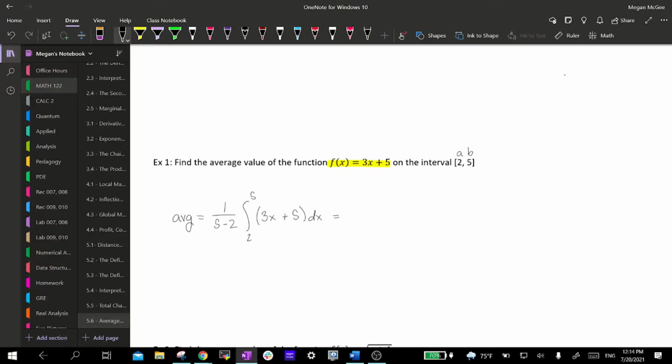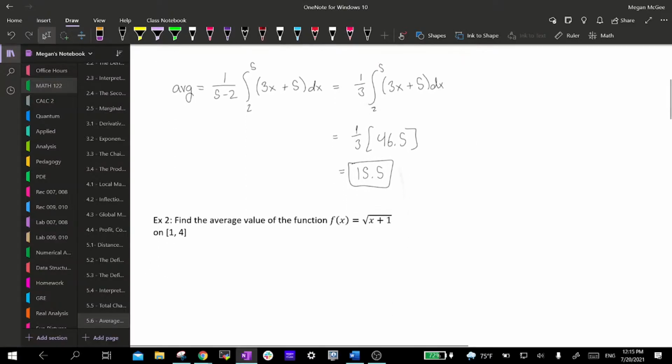Alright, so simplifying this down a little bit, we get 1/3 of our integral is going to be our average value for this function. So let's go ahead and plug our integral into our calculator. So we get 1/3 times 46.5, which gives us 15.5 as our final answer. And so that's all we need to do to find the average value of a function.